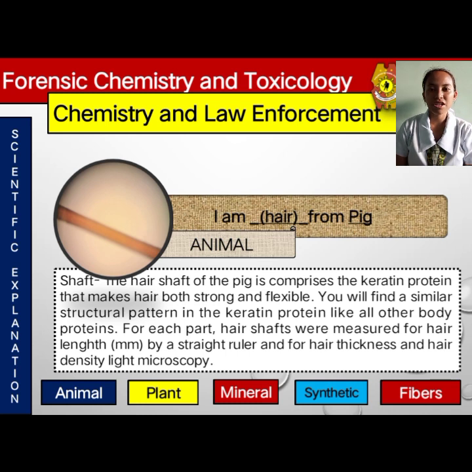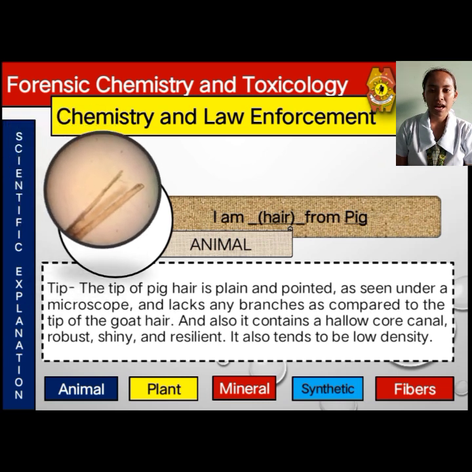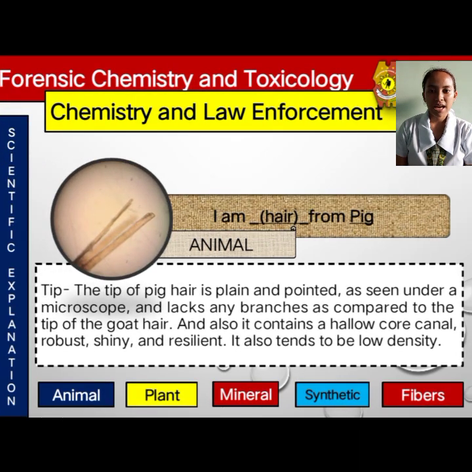For each part, the hair shaft was measured for hair length by a strength roller, and for hair thickness and hair density by light microscopy. The tip of pig hair is plain and pointed as seen under the microscope and lacks any branches as compared to the tip of goat hair. It also contains a hollow core canal or medulla, and it's frequently coarse, robust, shiny, and resilient. It also tends to be low density.